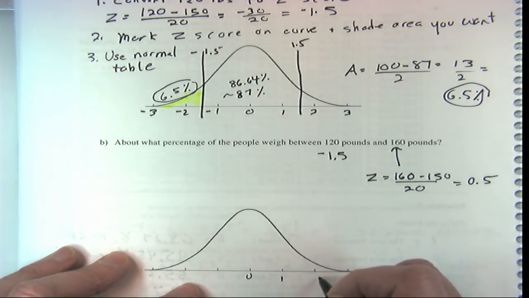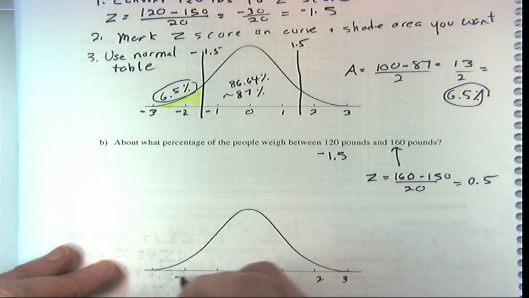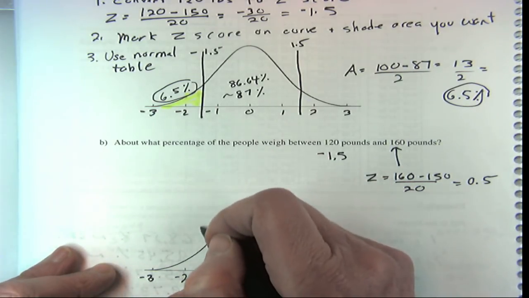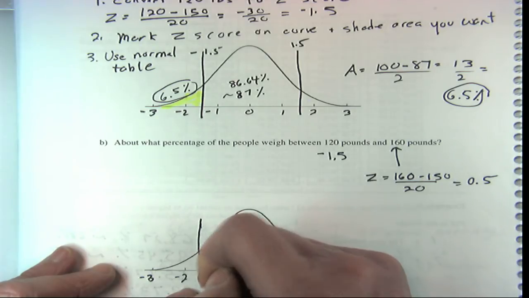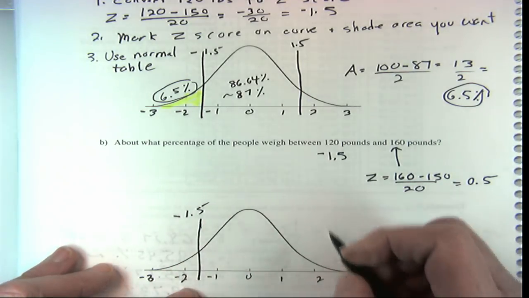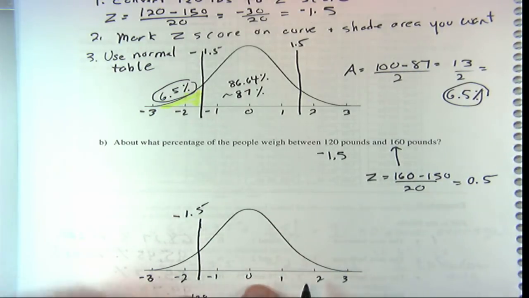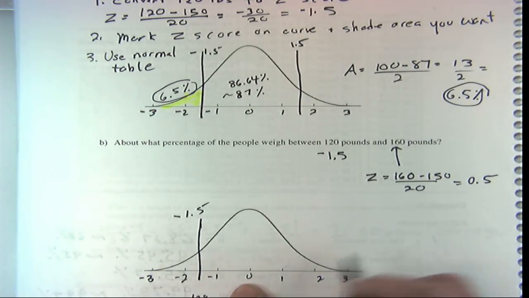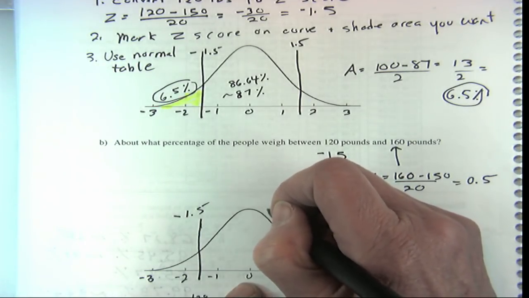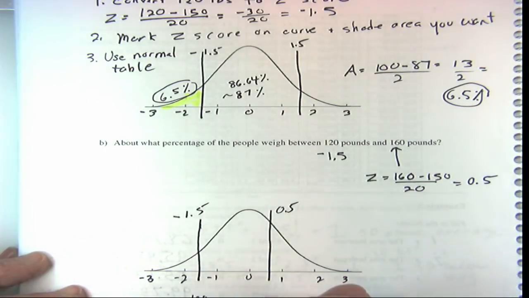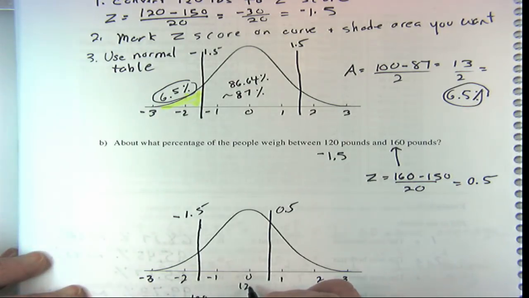So this is 0, 1, 2, 3. It's negative 1, negative 2, and negative 3. We already know the 120 is right here at negative 1.5. That's 120 pounds. And then our 160, this is the average, is 150. This is 0.5. We just got that. So that's 0.5. That was where our 160 is. And the middle is what? 120. Whoops, the middle is 150, excuse me.